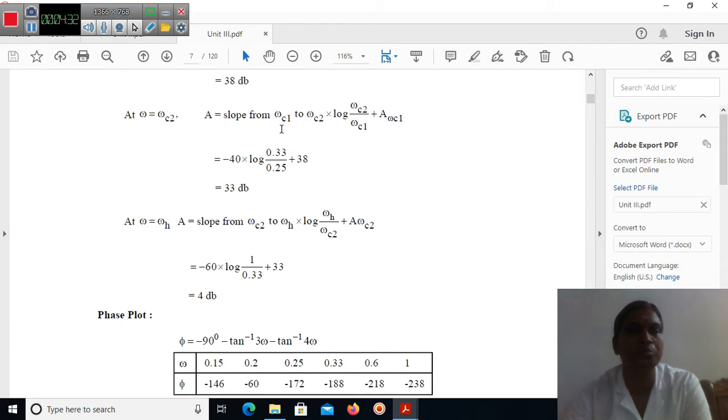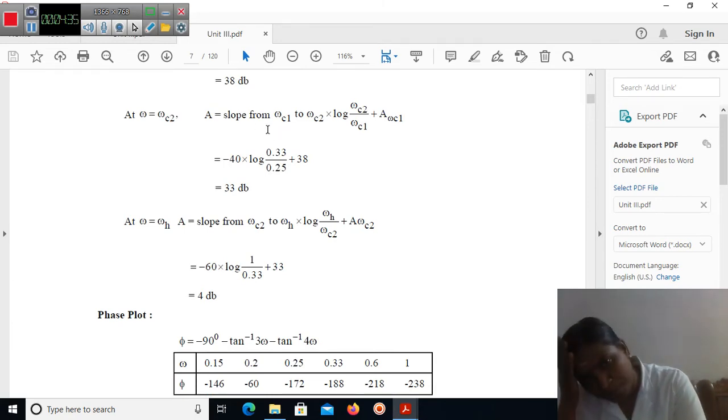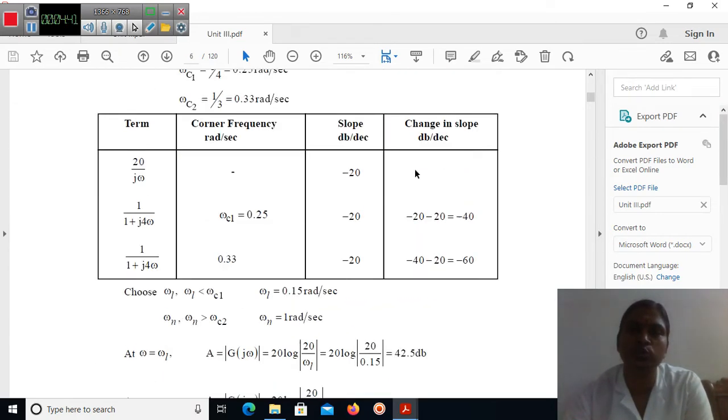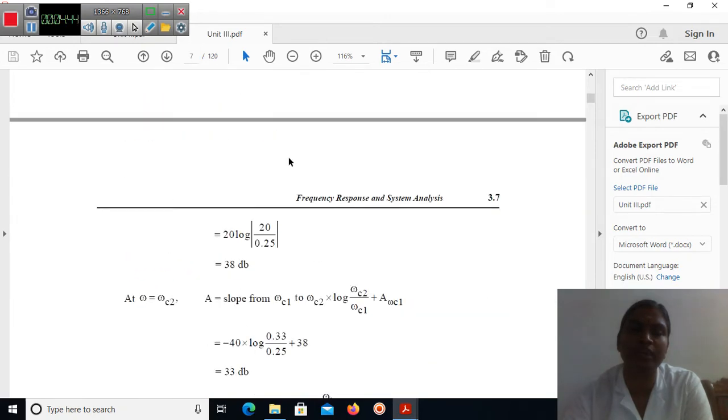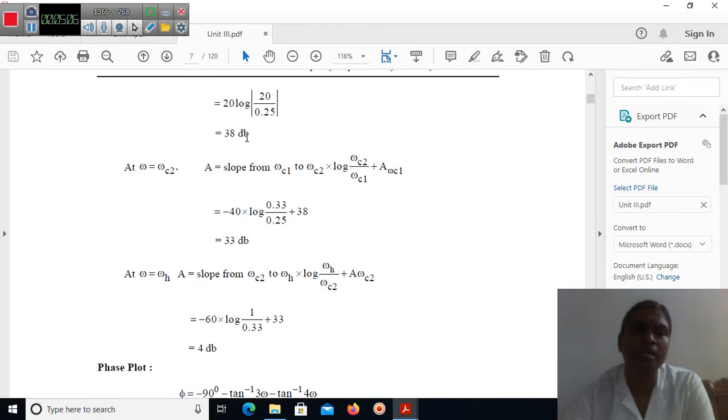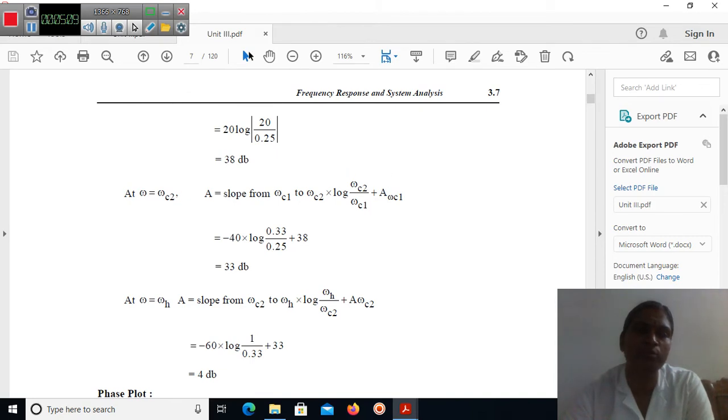At omega C2, we have to calculate the change in slope from here. In the previous two terms there is no change in slope, so we calculate only this. At omega C2, the gain is the change in slope from omega C1 to omega C2 into log of omega C2 divided by omega C1, plus the gain at the previous point, omega C1. The slope from omega C1 to omega C2 is minus 40. Omega C2 is equal to 0.33 and omega C1 is equal to 0.25. The previous decibel value is the gain at omega C1, which is 38.